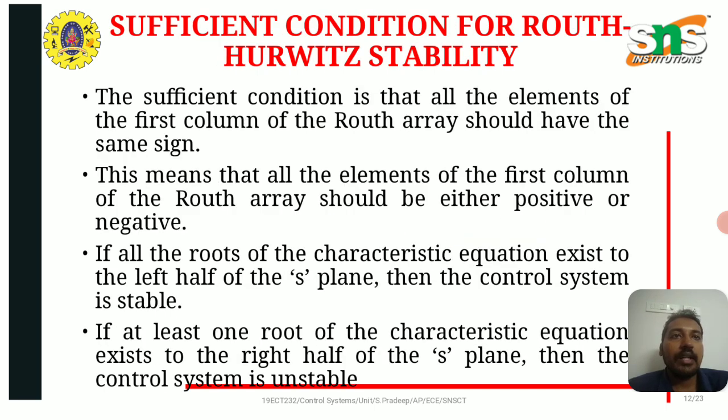The sufficient condition is that all the elements of the first column of the Routh array should have the same sign. This means that all the elements of the first column of the Routh array should be either positive or negative. If all the roots of the characteristic equation exist in the left half of the S-plane, then the control system is stable. If at least one root of the characteristic equation exists in the right half of the S-plane, then the control system is unstable.